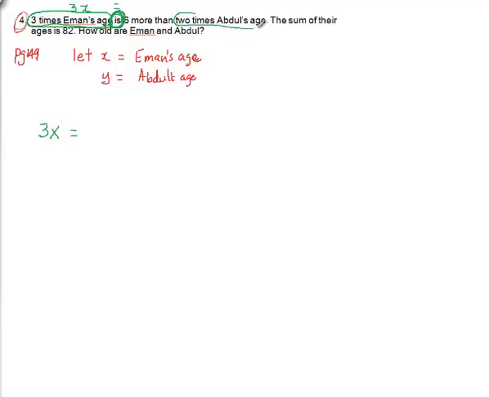Now 2 times Abdul's age, put the variable first, is going to be 2y, because Abdul's age is y. 2 times that, of course, is going to be 2y. But 6 more than that means to add 6 to that. Get in the habit of putting the variable first. 2y plus 6. Okay, so that's 6 more than twice his age. So here's equation 1.